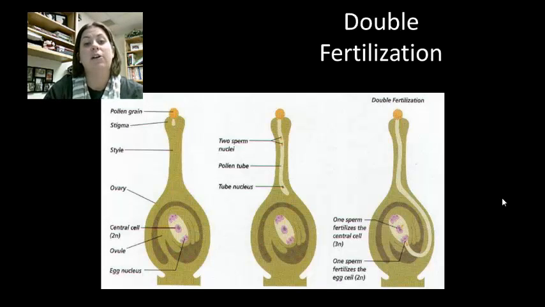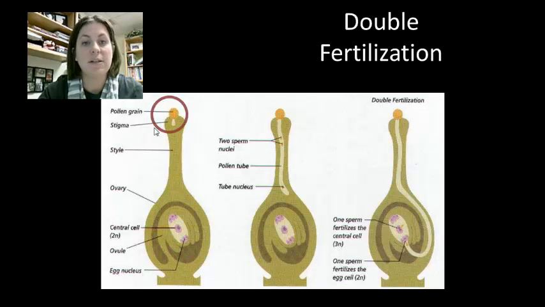And this is what we're seeing here in our picture. All right, so here it's stuck to the stigma. So the pollen grain is sticking to the stigma. And the pollen grain begins to produce what we call a pollen tube. This pollen tube is then going to travel down the style to the ovary. Now, the pollen grain is going to contain two haploid sperm that you see here in this picture. Now, remember, haploid means they have half the number of chromosomes, but there's two sperm here, and this is where the double comes from in the double fertilization.